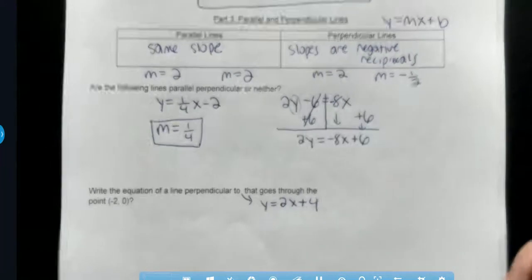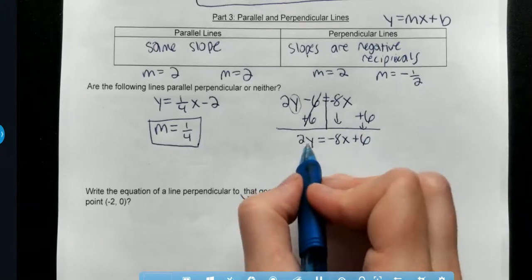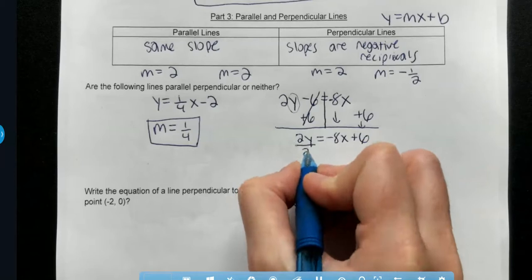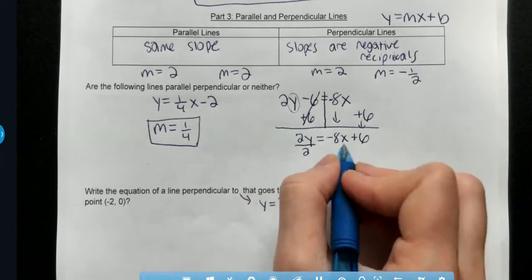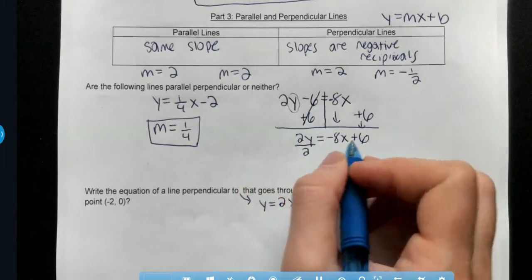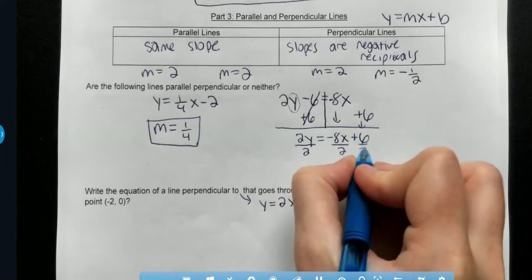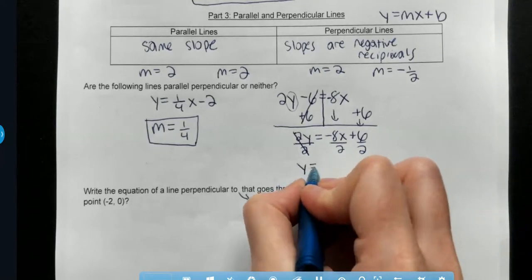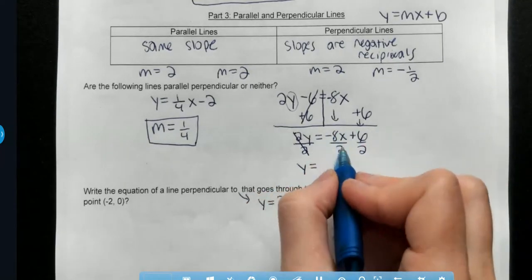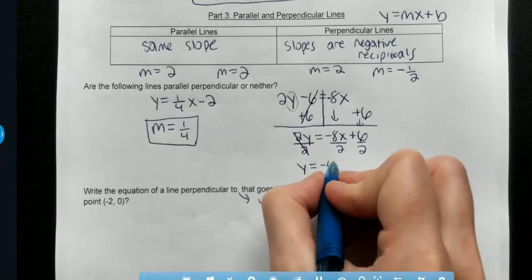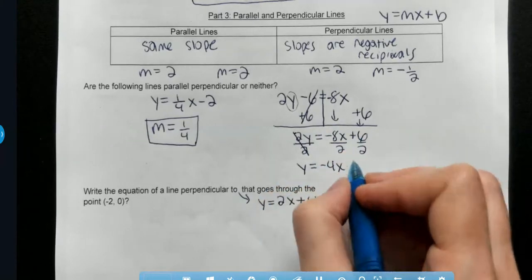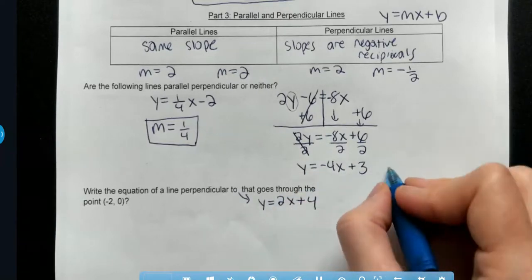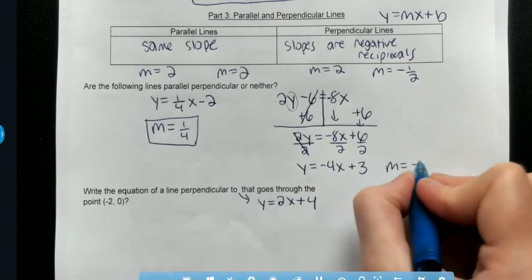All right, we're almost there. The y is almost by itself, but right now it's being multiplied by 2. To undo multiplication, we divide. So if I divide by 2 on this side, I need to divide every single term on this other side by 2. So divide by 2, divide by 2. Those cancel out. I'm left with y is equal to negative 8 divided by 2 is going to give me a negative 4x, and then 6 divided by 2 is going to give me 3. So here is my equation. I can now pull my m, which is negative 4.